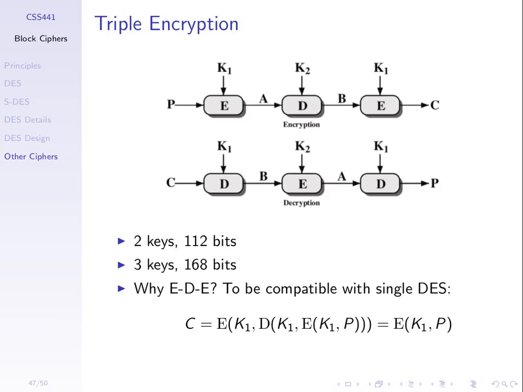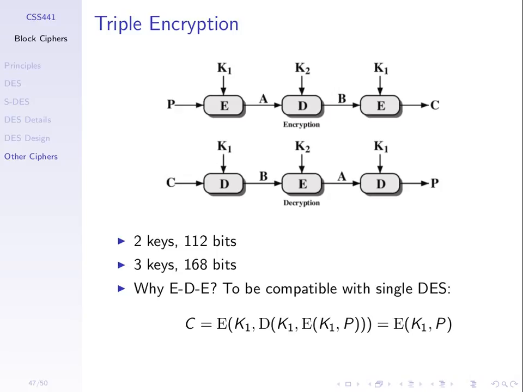Now, triple encryption is used in different ways in practice. Triple DES: this picture is using just 2 values of the key, K1 and K2. So there's no K3, you use K1 again at the last step. You can use K1, K2, and a third one, K3. So triple DES does 3 encryption operations, but you can choose whether you use 2 DES keys or 3 DES keys, depending on what you want for security. 2 keys gives us effectively 112 bits, 3 keys, 168 bits.